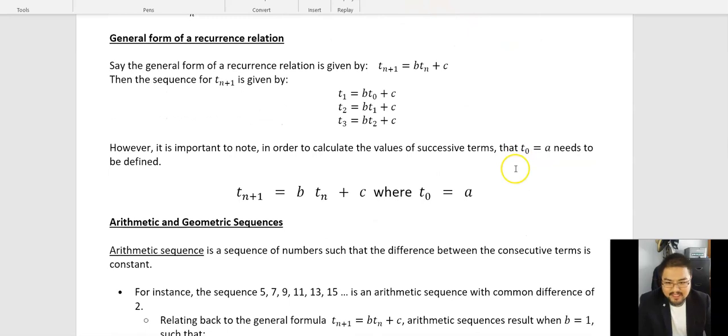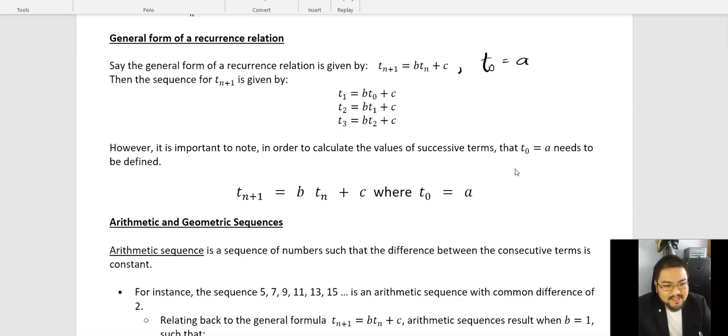So it says the general form for a recurrence relation. A recurrence relation is a particular rule that describes a sequence of numbers. So the general form of a recurrence relation is given by this. This should also say where t0 equals a. I'll explain that in a moment. Then the sequence for Tn plus 1 is given by.